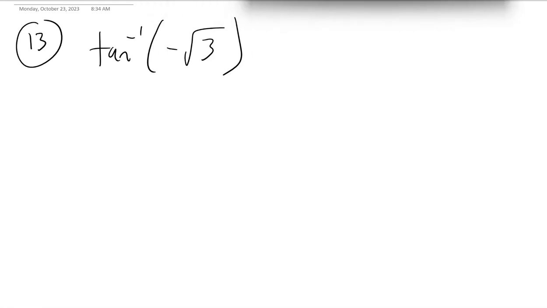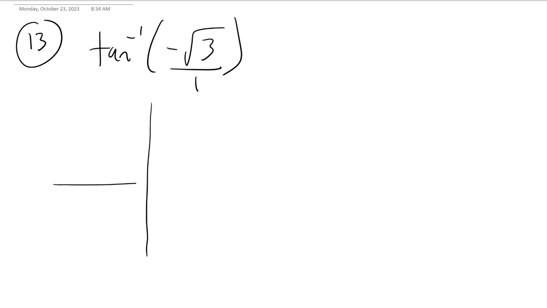Okay, so number 13 wants to know the inverse tangent of negative square root of 3. So basically, what angle has a tangent ratio that's negative square root of 3, or negative square root of 3 over 1, if you want to think of it as a fraction. So this is a ratio that shows up on the unit circle.